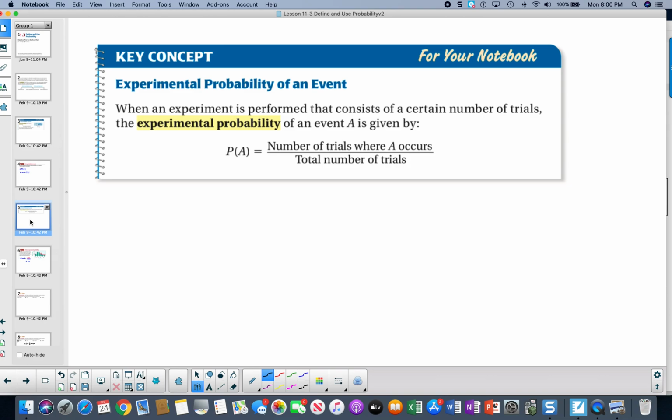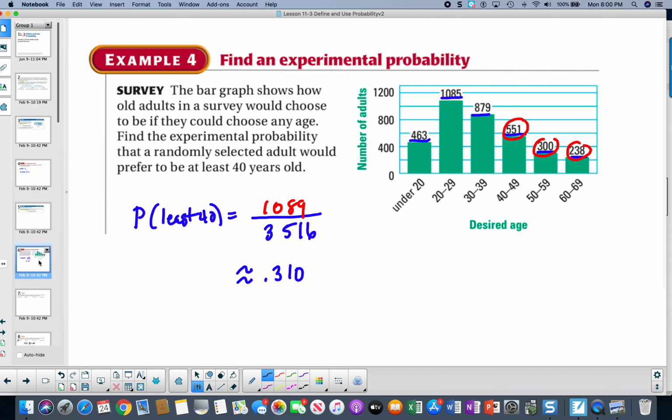Let's take a look at experimental probability. This is where we use an experiment. We take the number of trials where the event occurs divided by the total number of trials. For instance, here is an experimental probability.